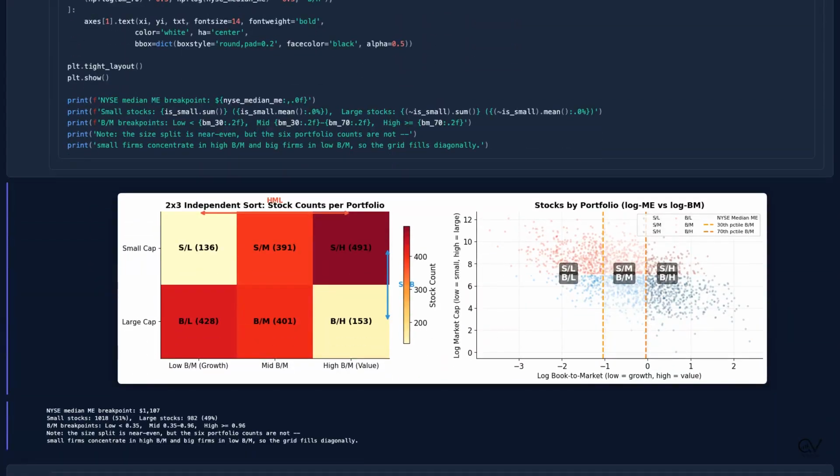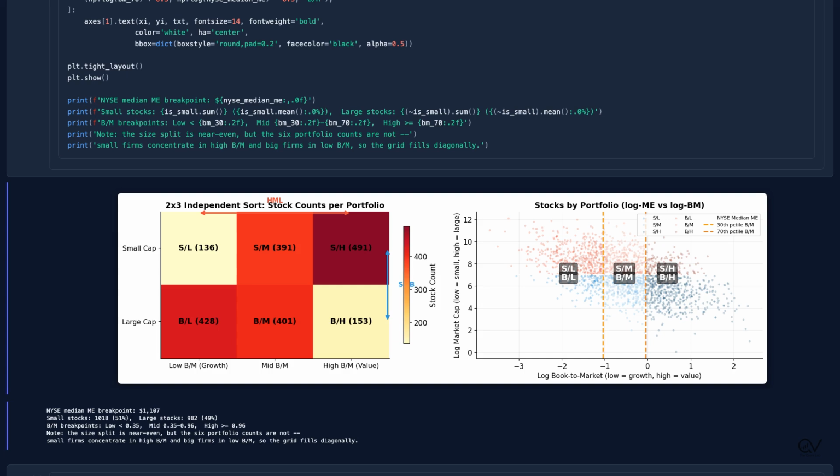Here we simulate the actual portfolio construction. We generate 2,000 stocks with realistic size and book-to-market characteristics, including the negative correlation between size and B/M that we see in real data. Small firms tend to have higher book-to-market ratios. The NYSE median market cap defines the size split, and the NYSE 30th and 70th percentile breakpoints define the B/M groups. The size split itself comes out almost even, 1,018 small against 982 big.